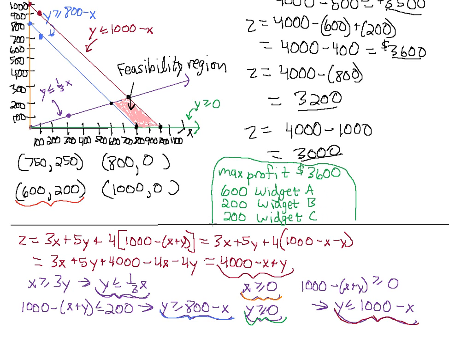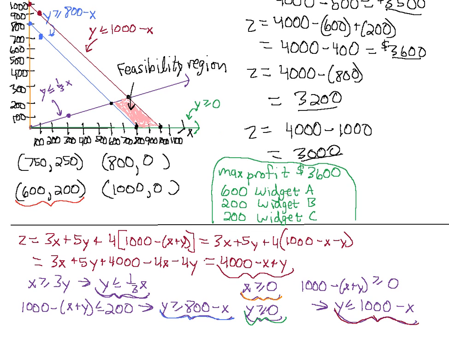All right, so this is our max profit for this manufacturing company. We produce 600 of widget A, 200 of widget B, and 200 of widget C. The manufacturing company will achieve a maximum profit of $3,600. Now this is probably per day or maybe even per week, but this is the maximum profit given these constraints.